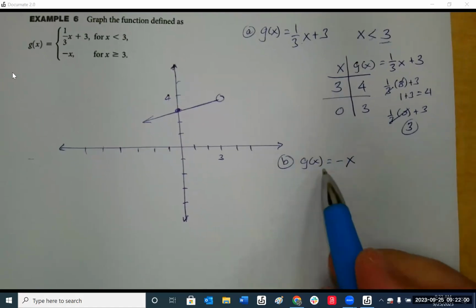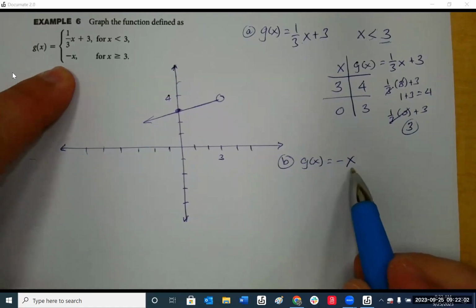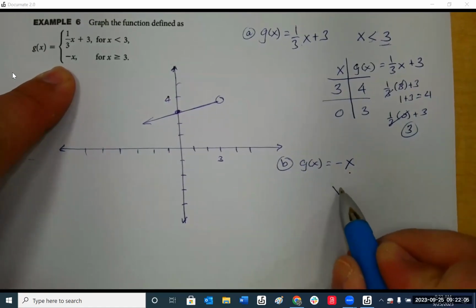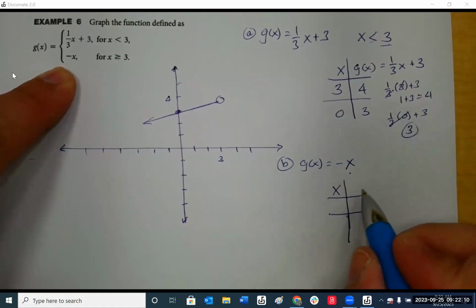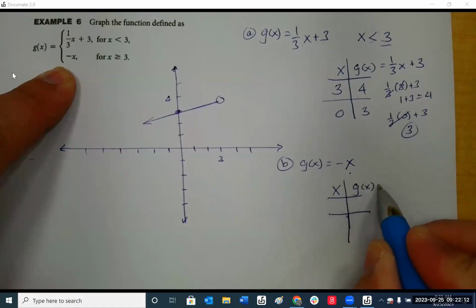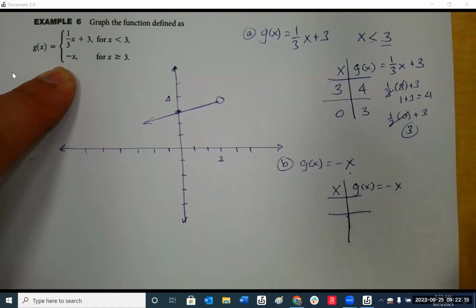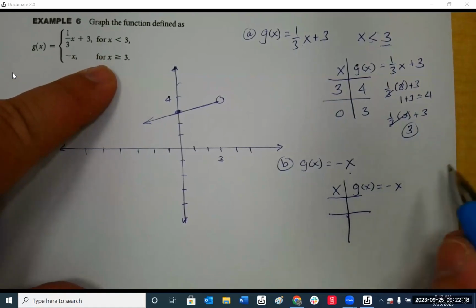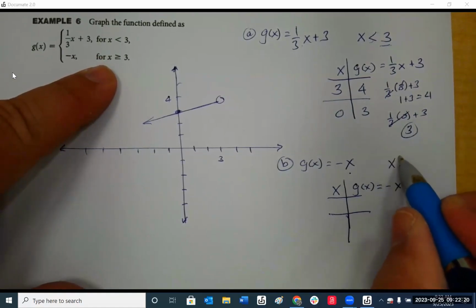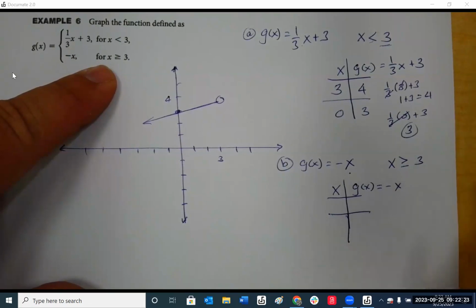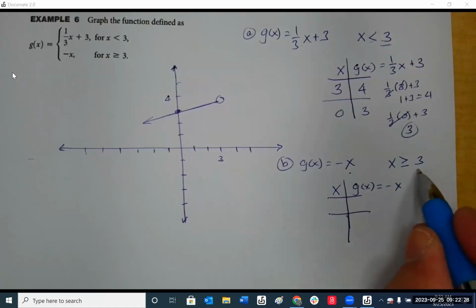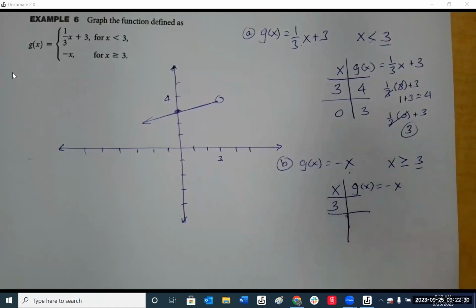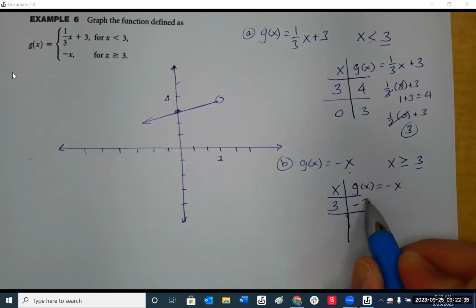The next one is for the function g of x equals negative x. It's also linear, so I only need 2 points. This is g of x equals negative x. But now, my x values are greater than or equal to 3. So what's going to be my first number I put in there? Always start from the endpoint, 3. If I plug 3 in there, I get negative 3.